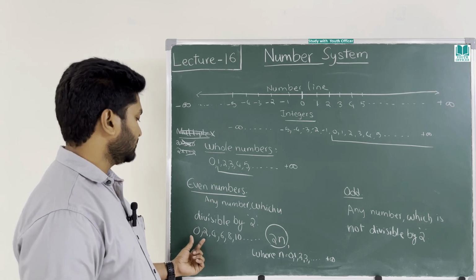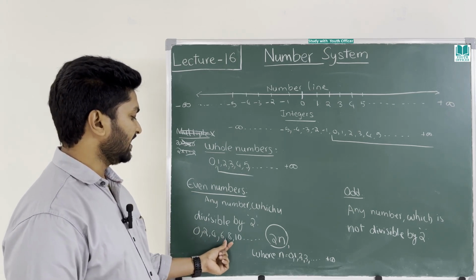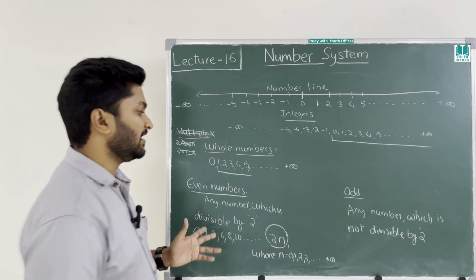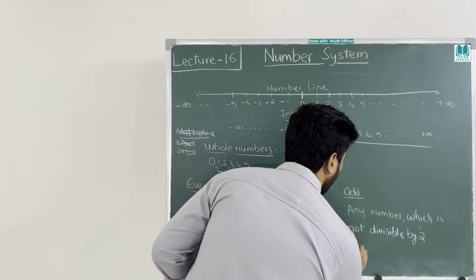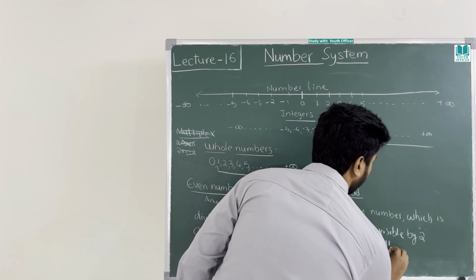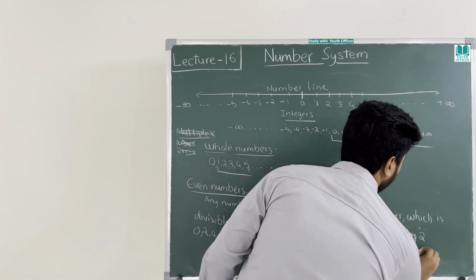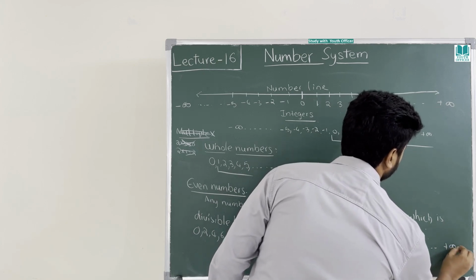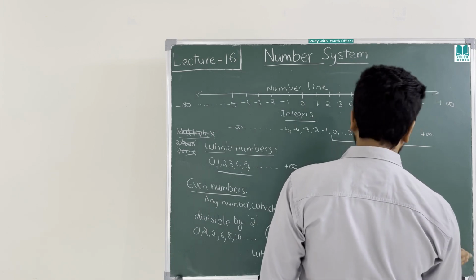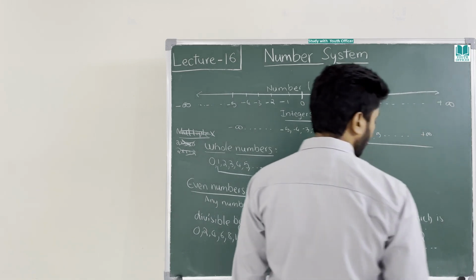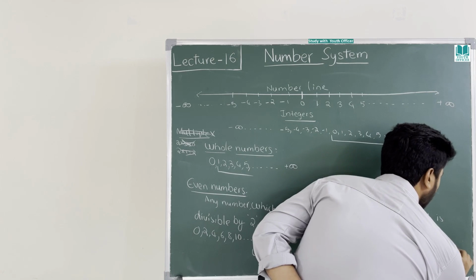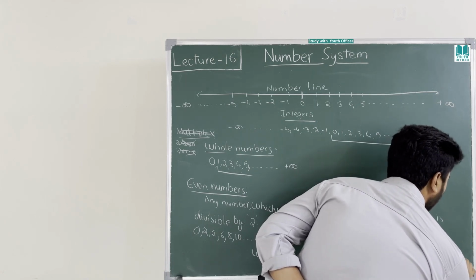Okay. Now 0, 2, 4, 6, 8, 10. That means the remaining numbers are not divisible by 2, right? What are the remaining numbers? 1, 3, 5, 7, 9, 11, 13, 15, and so on till plus infinity. You have to take a notation 2n plus 1 or 2n minus 1.